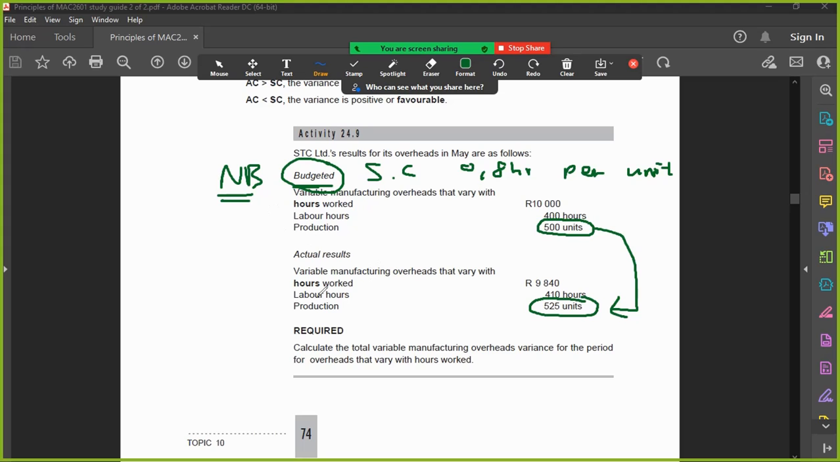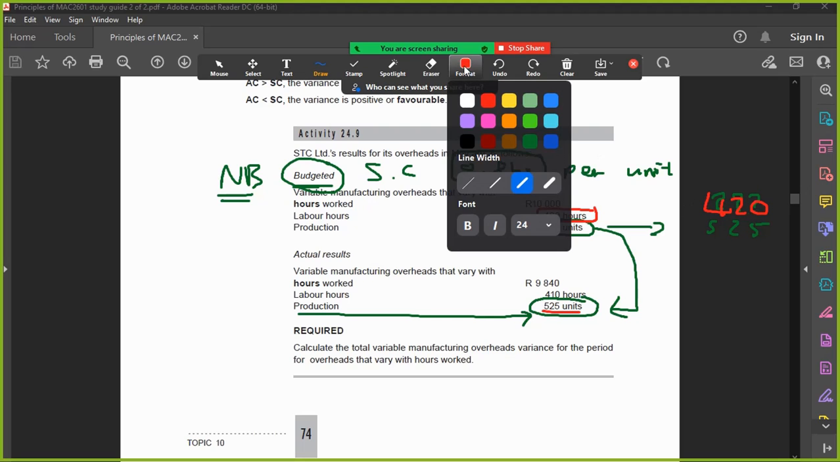Okay, so now if I'm using 525 units, remember this is now 525, how many hours am I going to actually need? So what is 0.8 times 525? 420. Let's check. 525 times 0.8 is 420, yes. Okay, see, now we know what this new figure is going to be. It's going to be 420. Does that make sense?